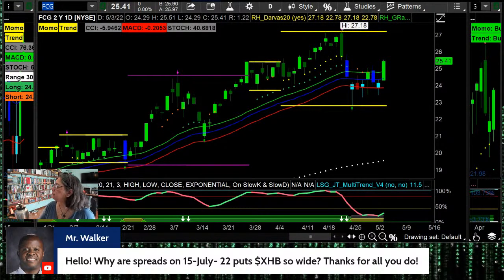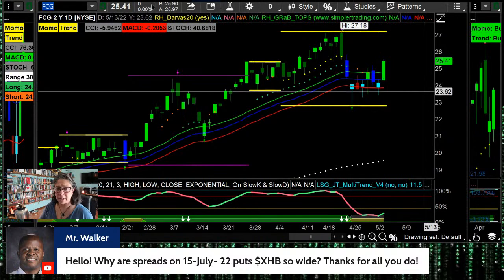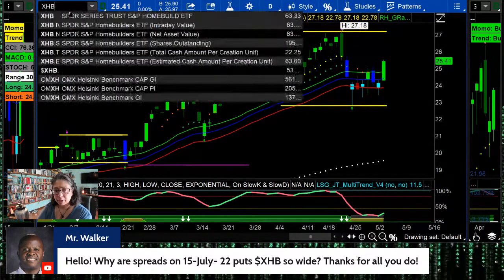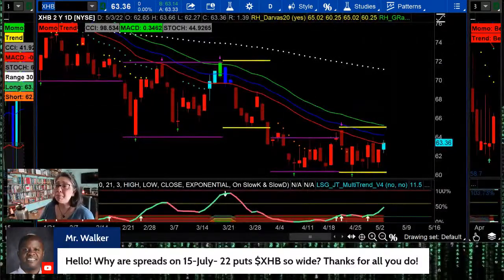If you're ever curious about spreads, or about movement in an option, and you're looking at the 22 puts, am I looking at the right thing? XHB 22. Oh, July 22. Okay. Why are the 15 July puts in general? Okay. So look at Mr. Walker, look at the open interest. It's literally, I'm not exaggerating, zero. There's your answer, my friend.